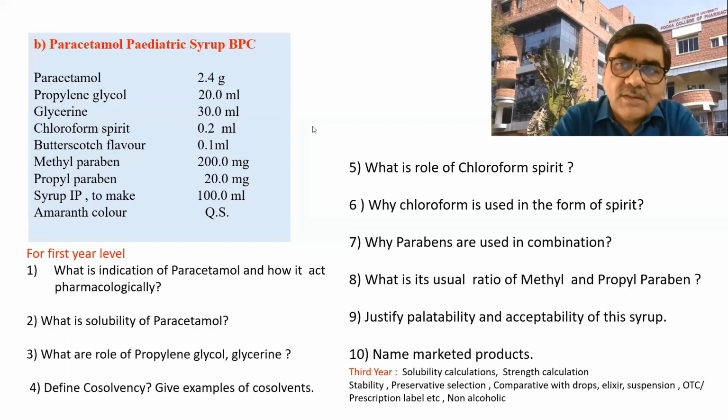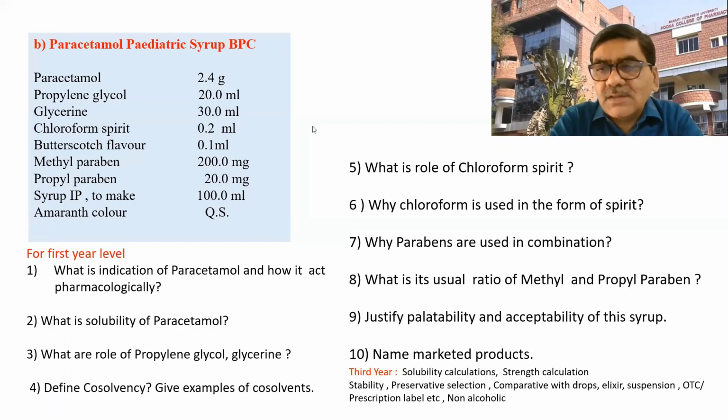So if you get the value of solubility in water, in propylene glycol, in glycerin, you can check whether the quantities of propylene glycol and glycerin may be sufficient to dissolve the paracetamol. But for that, it requires the value of solubility of paracetamol in different solvents. So this principle of dissolution or solubility is co-solvency. Here the propylene glycol and glycerin dissolve the drug on the principle of co-solvency.